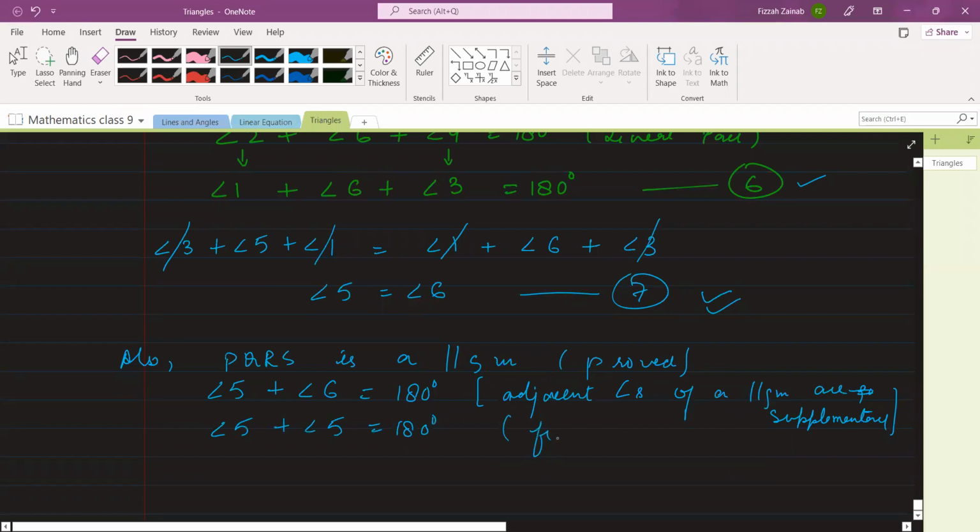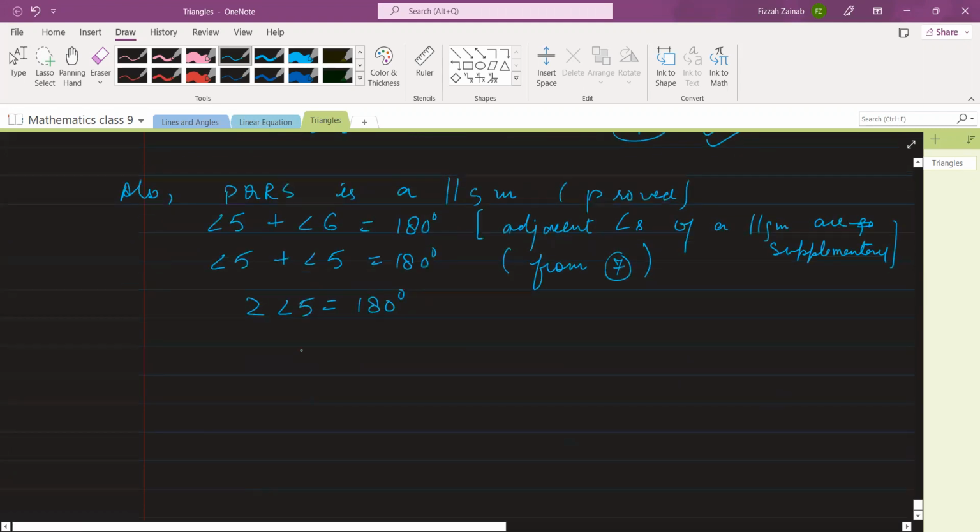Why? From 7th we have used, right? So that means twice of angle 5 is 180 degree, right? And that implies that angle 5 is 90 degree. Is that correct? So therefore, now one of the corner angle we have got 90 degree.